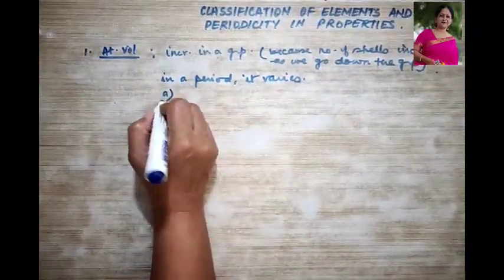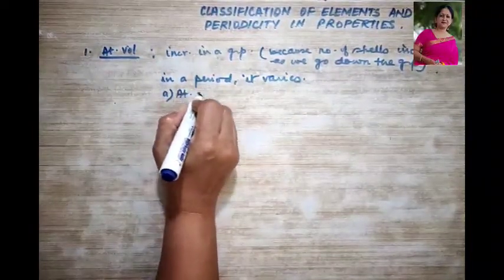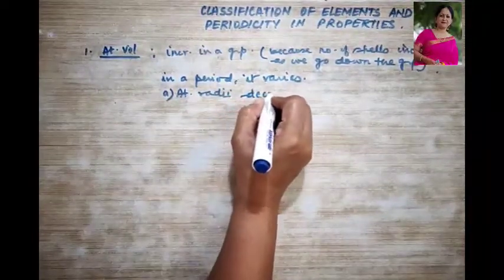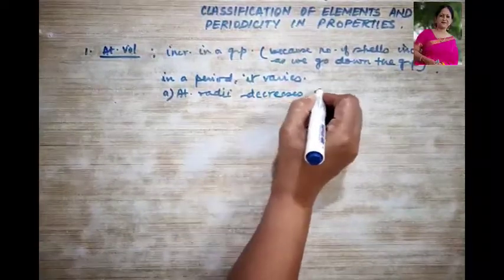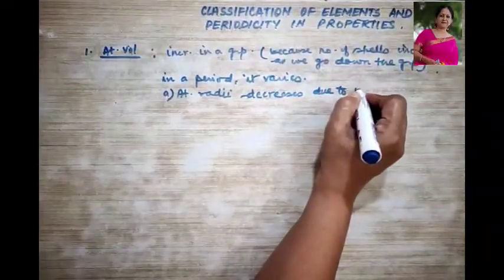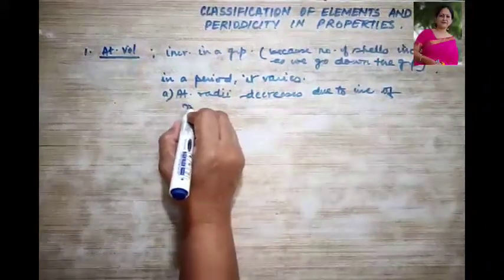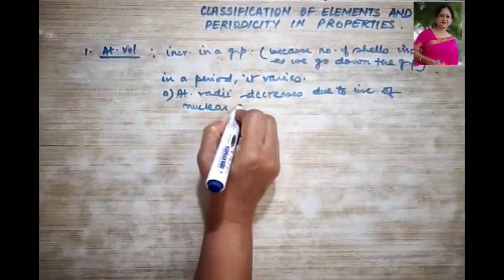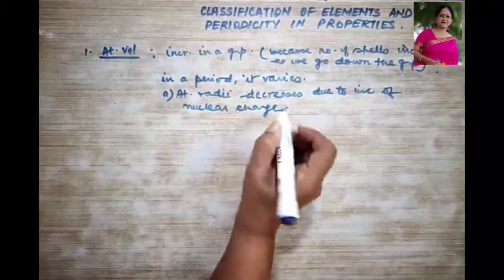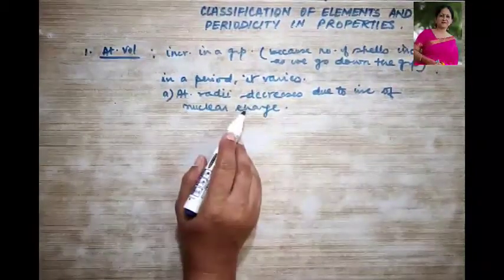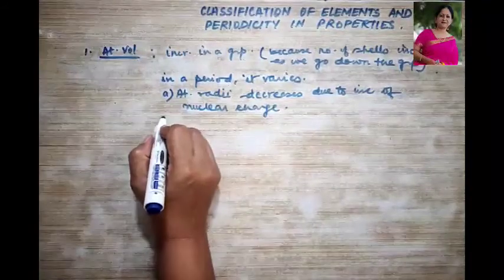What are they? First point, atomic radii decreases due to increase of nuclear charge. Okay, this point is clear. Atomic radii is decreasing. Why? Because there is increase in the nuclear charge. This we have already studied in the period.